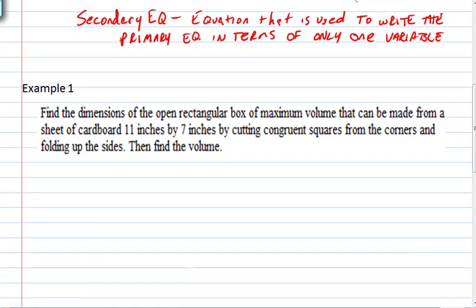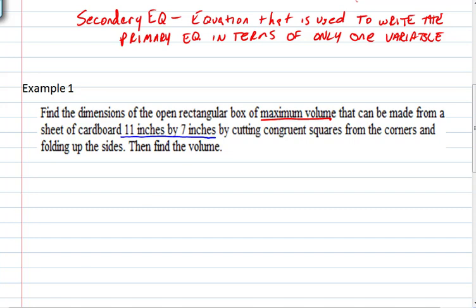Example 1, find the dimensions of an open rectangular box of maximum volume. So that tells you what your primary equation is going to be. We want to maximize the volume. That can be made from a sheet of cardboard that is 11 inches by 7 inches. That's the size of the cardboard. That's going to be our secondary equation. By cutting congruent squares from the corners and folding up the sides.